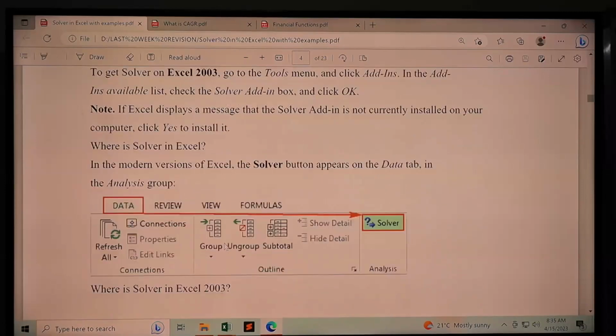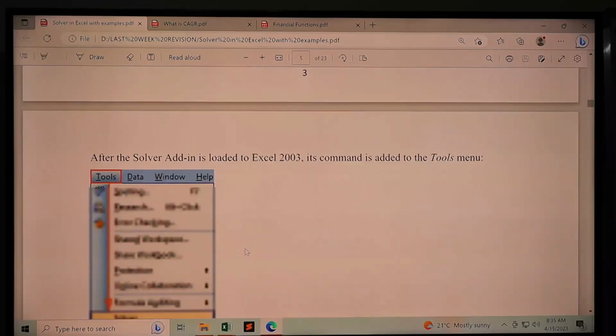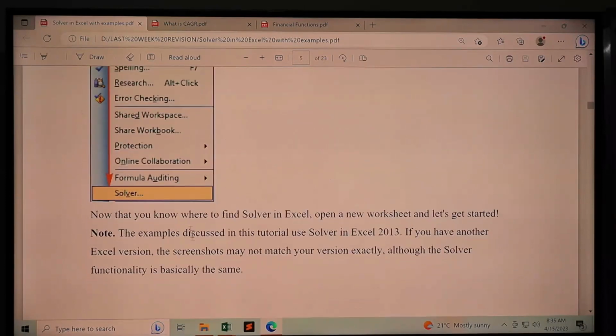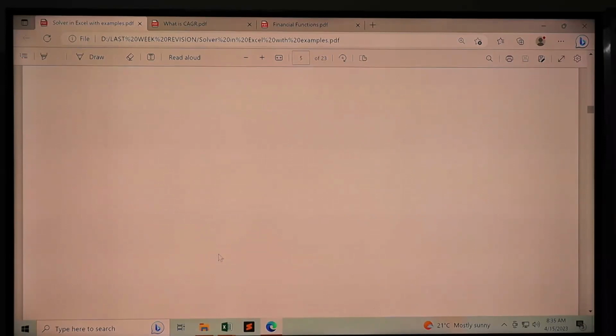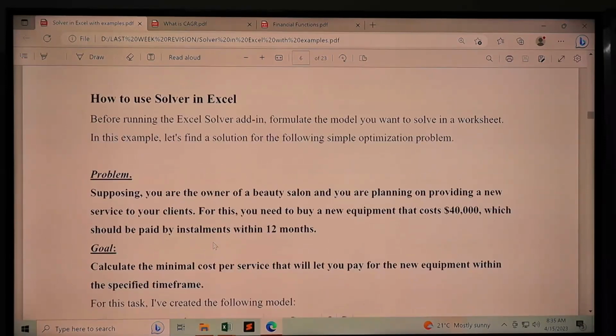Once you activate the solvers, it is supposed to appear in the data tab. In the data tab, you'll find your solvers and analysis tools. But in other Excel versions, you get it under the tools tab or the tools menu. Then how does this solvers work for us?